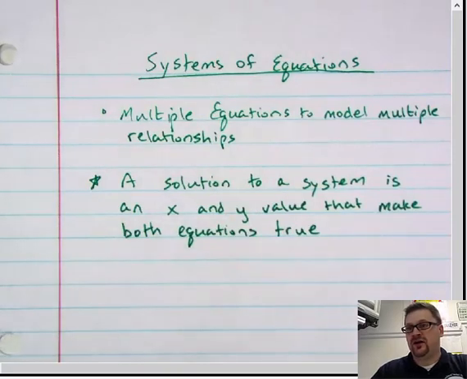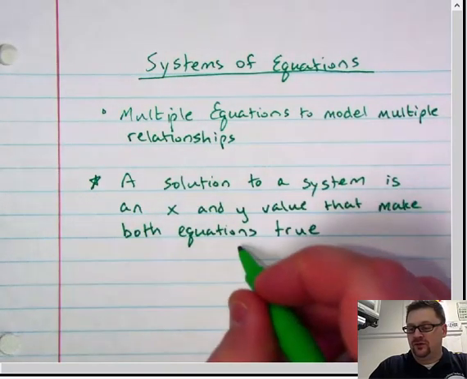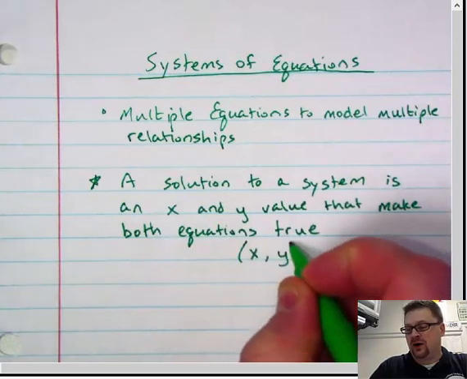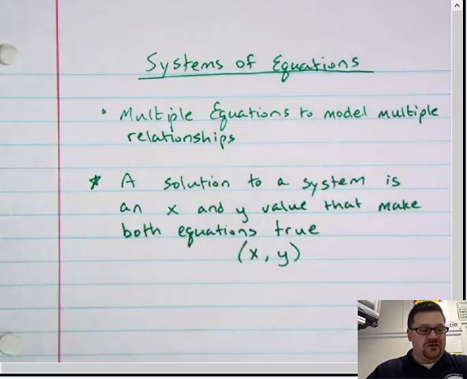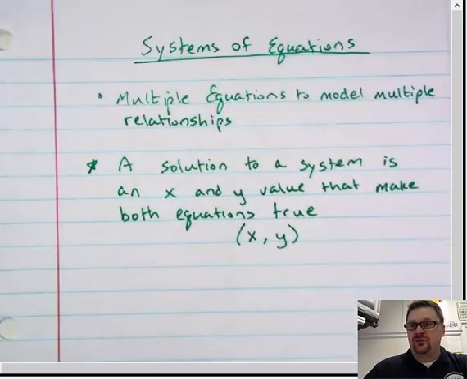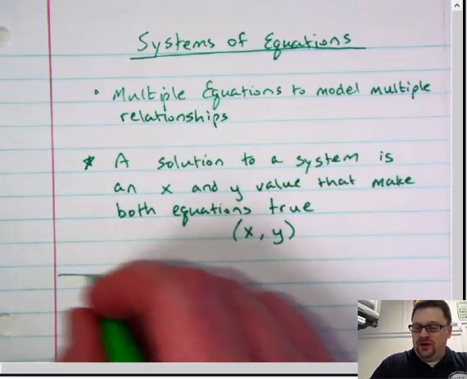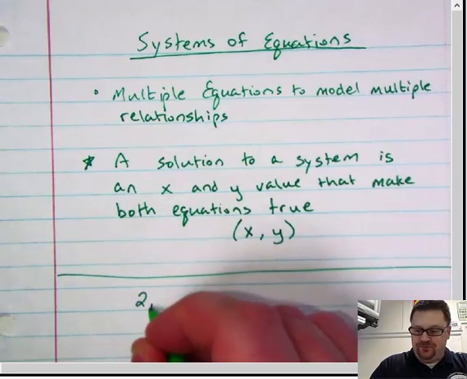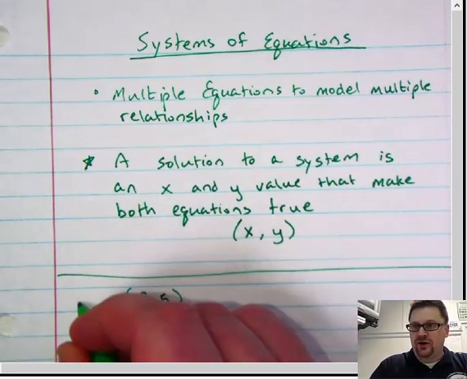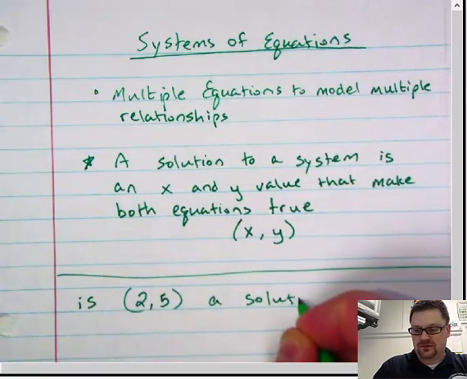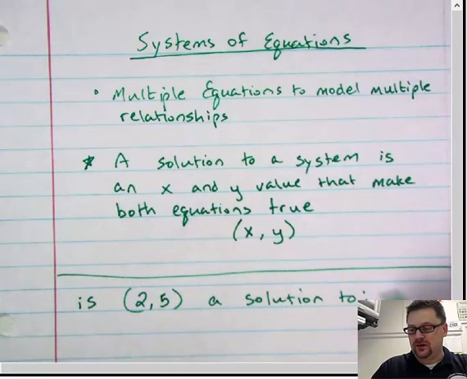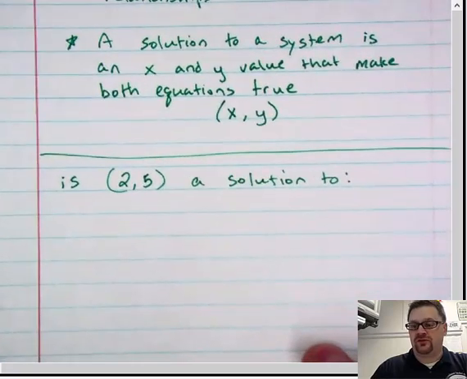Okay, and a lot of times that's represented as an ordered pair. So we might see that as x comma y, like you did in Desmos for those 2 days. So as an example, if I give you the point 2, 5, is the point 2, 5 a solution to? Okay, let's do 2 different examples.